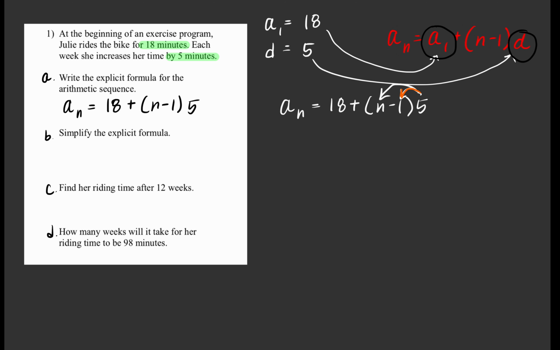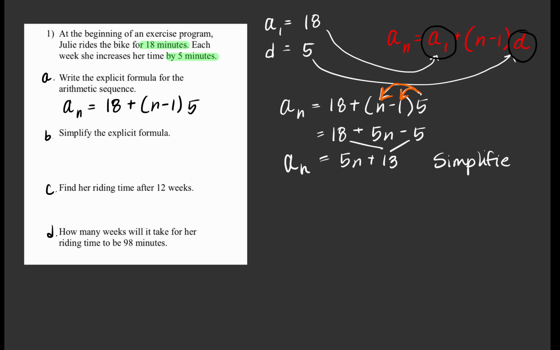The distribution is the part where they're asking you to simplify. To simplify here, we have 18 plus 5 times n, which is 5n, 5 times negative 1, which is negative 5. And then we're going to add our like terms. We have 5n plus 13. 18 minus 5 is 13. And that is our simplified version of this formula. And we can just write that in for this question.